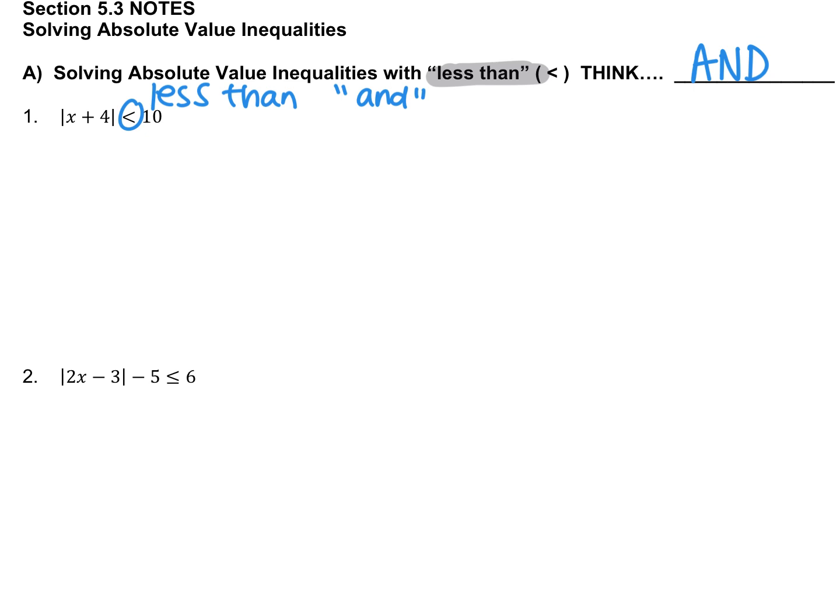So I'm going to write one positive 10. So I have x plus 4 less than 10. So you just get rid of the absolute value bars. And then I have and in the middle.